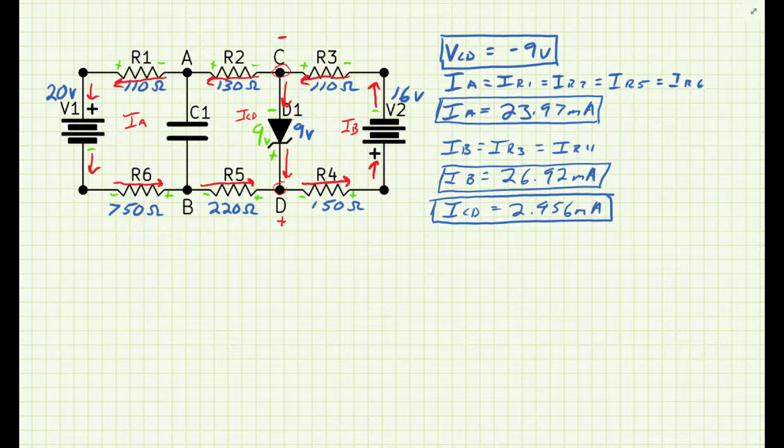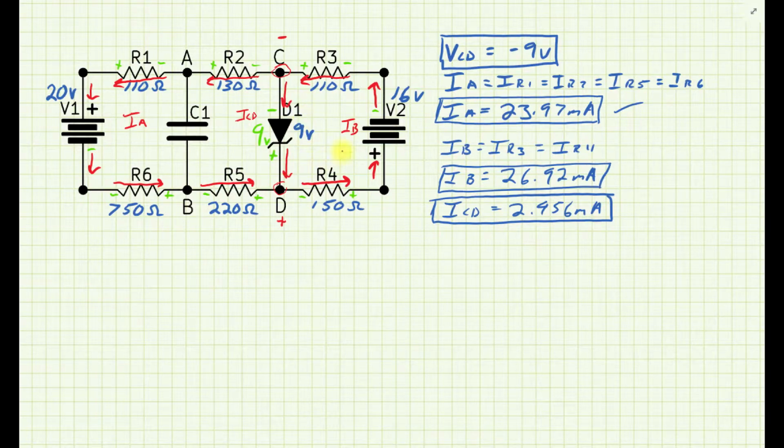Alright, so last one we left off here, we had discovered that the diode was in fact going to be reverse biased, holding the 9 volts Zener rating, so minus 9 volts from C to D. We discovered that the final current for what we called loop A, which includes V1, R1, R2, R5, and R6, was going to be 23.97 milliamps. So that current is the same current for R1, R2, R5, and R6.